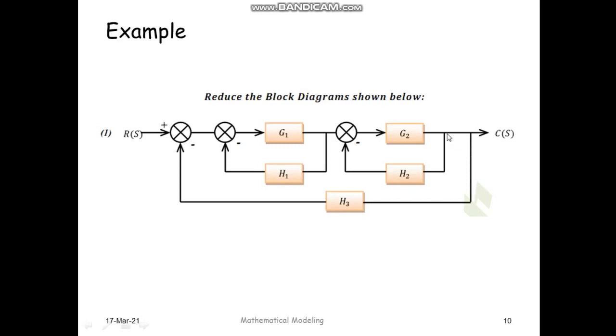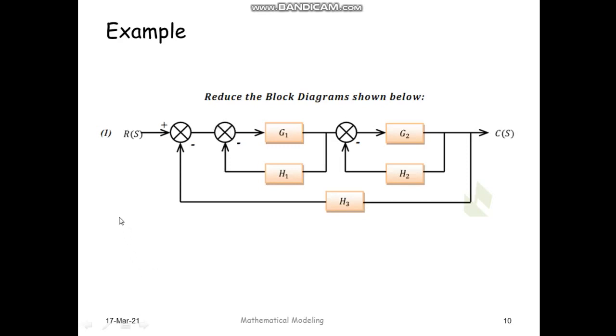Similarly, one output from C(s) is taken out and to that particular signal one block is added, that is H2, and it is connected to this particular summing point. After this, the output from this point is taken and an additional block H1 is added, and it is further connected to this particular summing point.